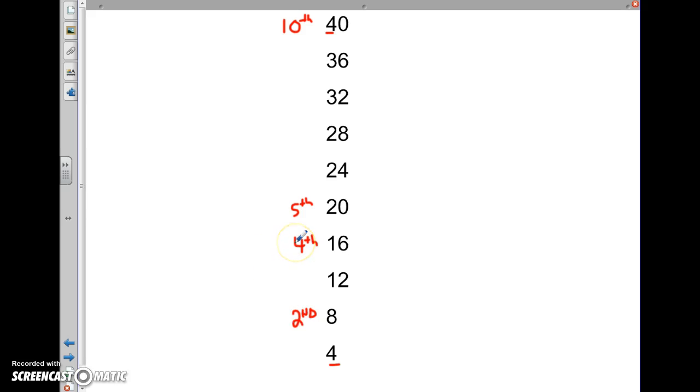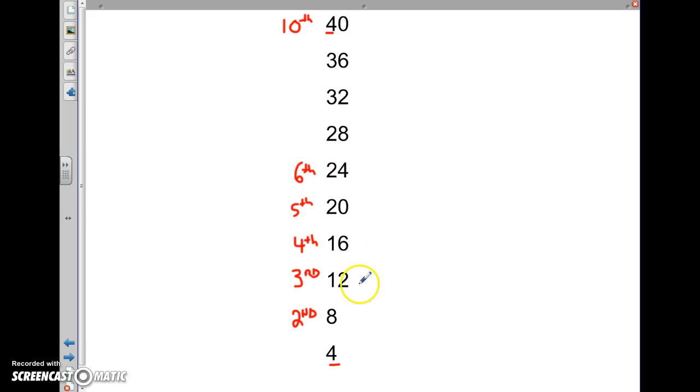Again, like we talked about, multiplying by 2 is doubling, and multiplying by 4 is doubling again. So if we can figure out what the second multiple is pretty quick, we can figure out what the 4th multiple is pretty quick as well. And then what relationship do you notice between the 3rd multiple here, which is 12, and the 6th multiple here, which is 24?